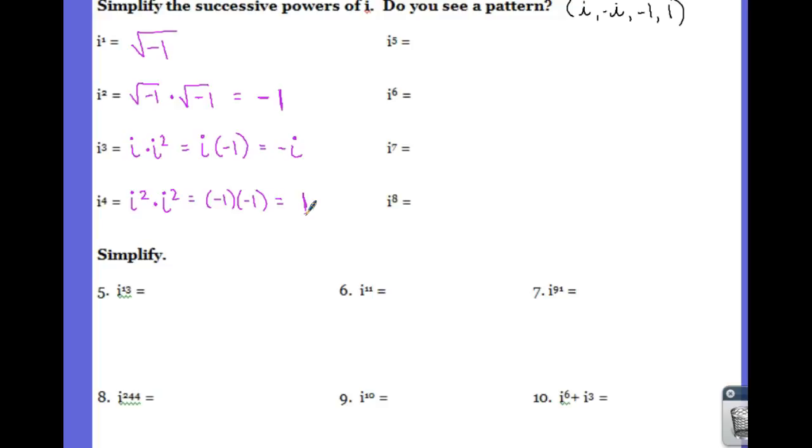So if you look, I told you when we simplify, it had to be i, negative 1, or 1. Can you see how? Here's i, negative 1, negative i, positive 1. Each of these fit into one of those 4. So what about i to the 5th?